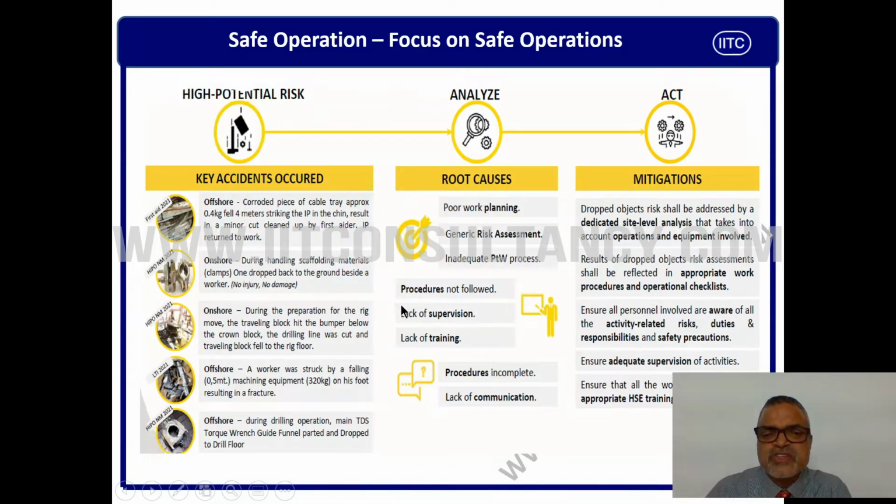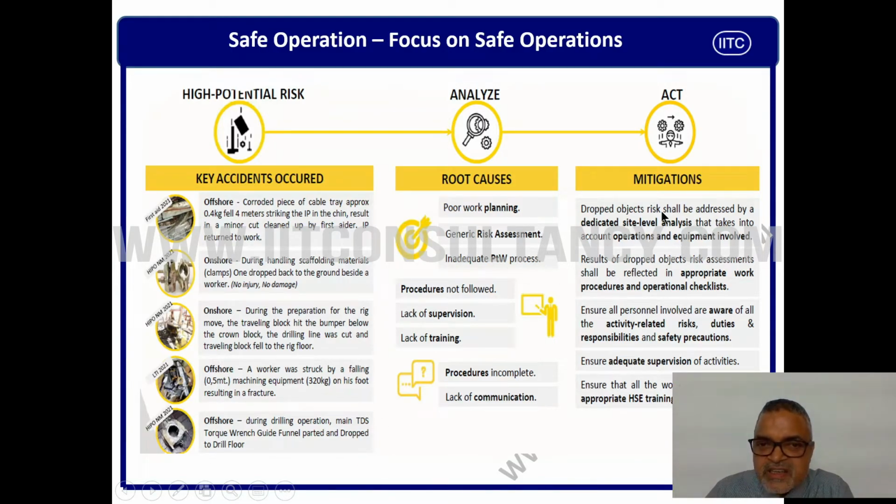Procedure not followed, most of the time procedure not followed. People are complacent, they are overconfident, nothing is going to happen. And of course lack of supervision, lack of training, procedure incomplete, and lack of communication. So guys, these root causes are basically responsible for all these high potentials.